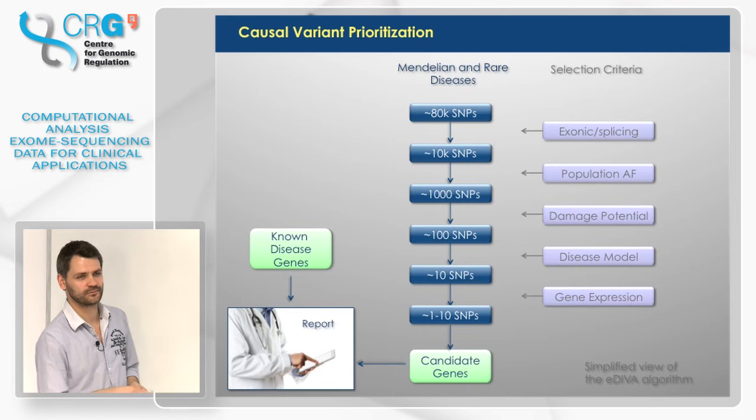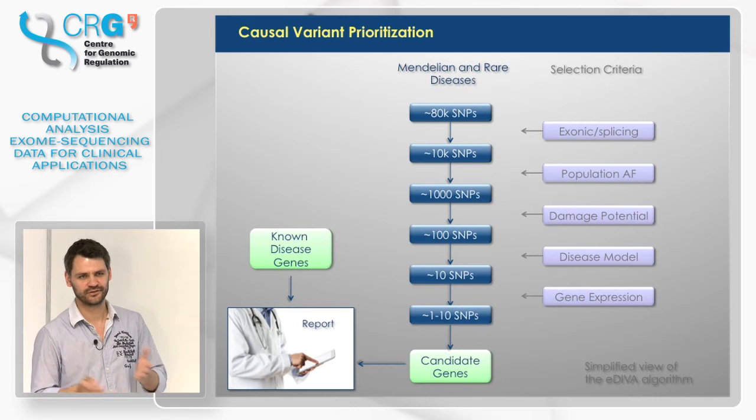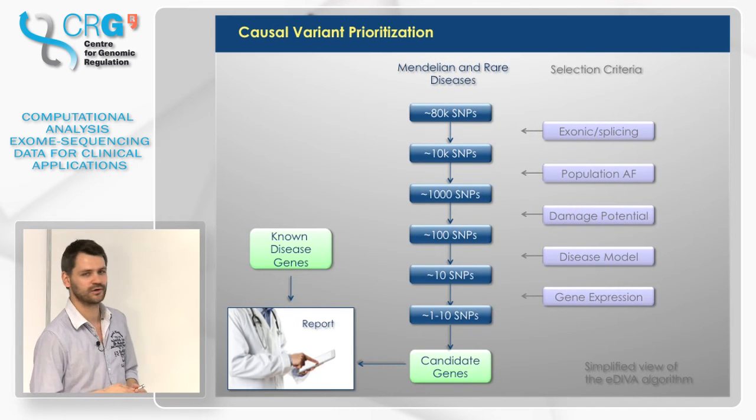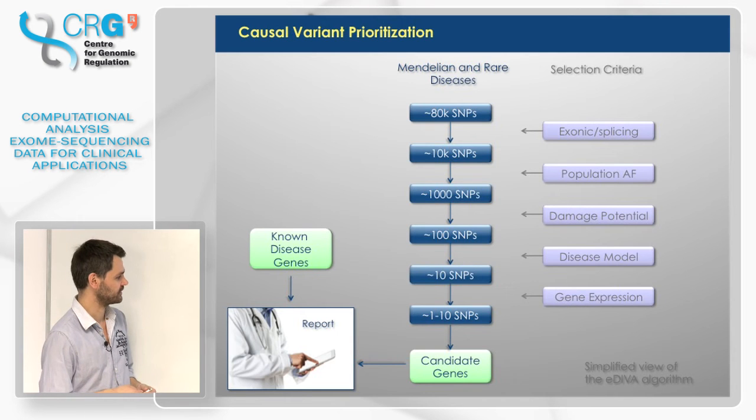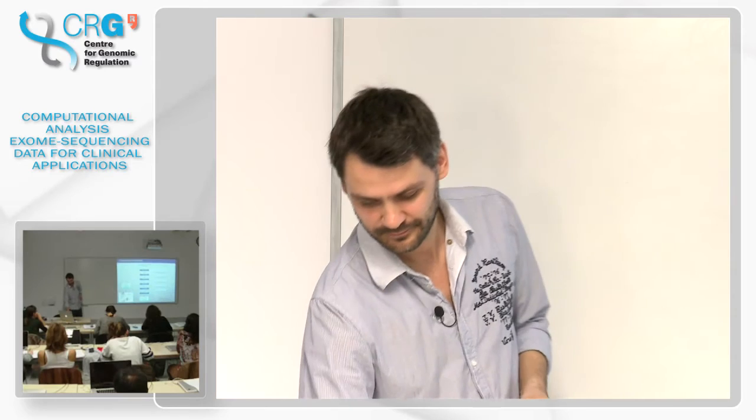Your hope is that you end up with 1 to 10 SNPs, and you will see today that this is about the case for the two diseases we will look at today. And these you want to give as a report back to the clinician.